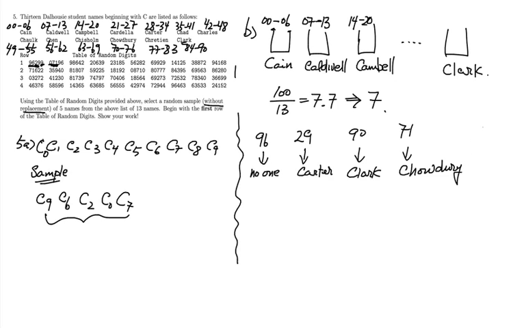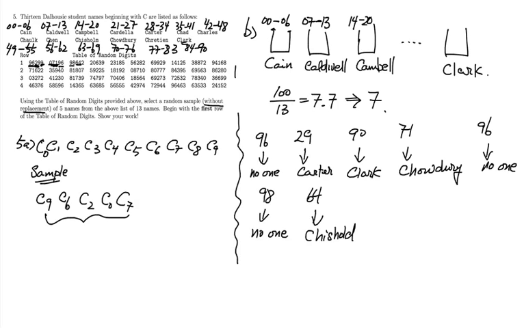What's next? After 71, we have 96, and 96 is no one. And then we have 98. 98 is no one again. After 98, we have 64. So 64 is Chisholm, because any number between 63 to 69 is Chisholm.